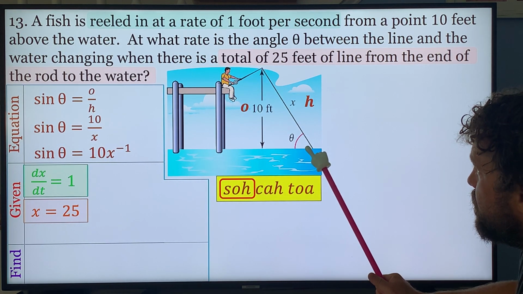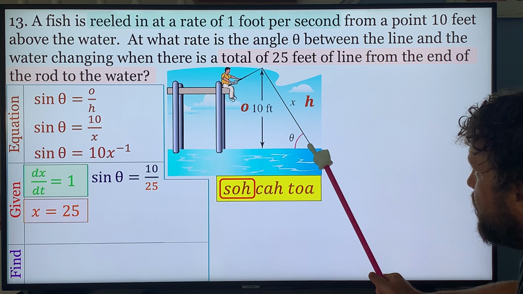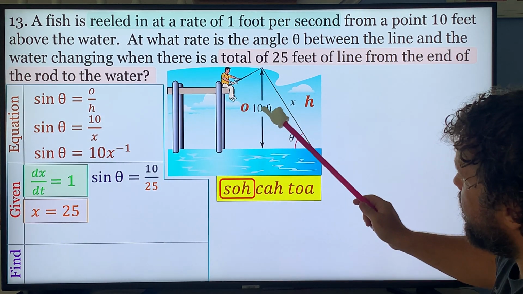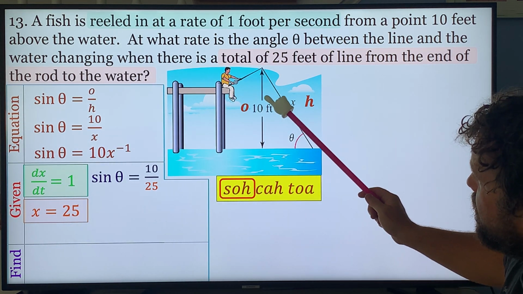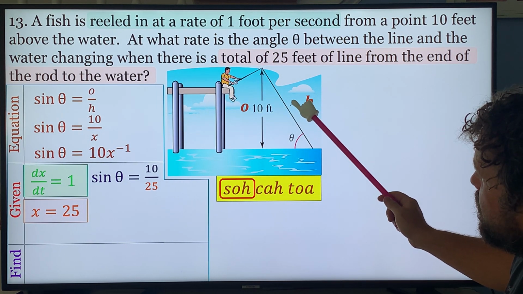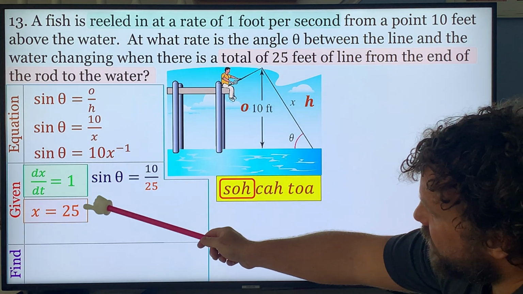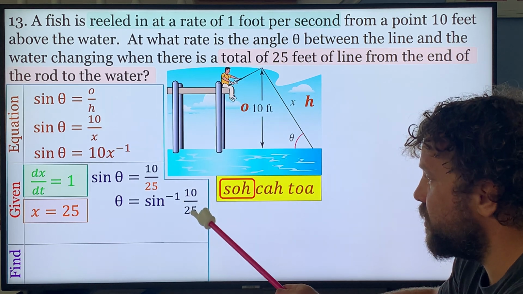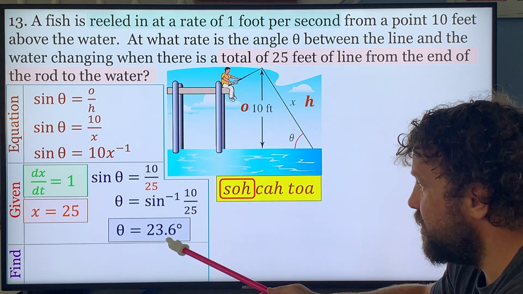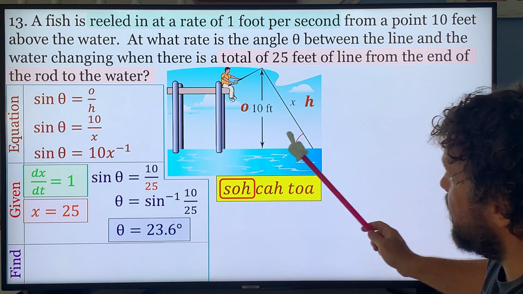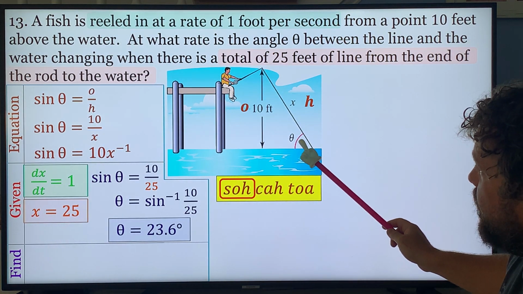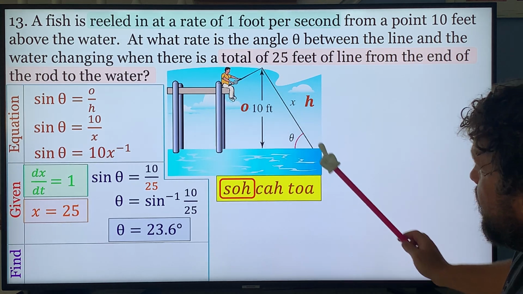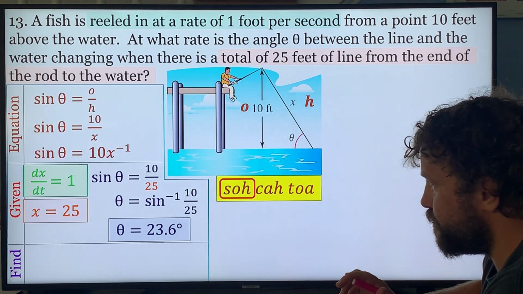Can we find the angle? Yeah. So the way to find the angle here, we have 10 now. We have 25. So sine theta equals opposite 10 over adjacent. So the way to find theta, when x is 25, and only when x is 25, is sine inverse of 10 over 25, calculated in radians, 23.6. So this angle is 23.6. This angle of elevation is 23.6 when this has 25 feet of line out of the water.